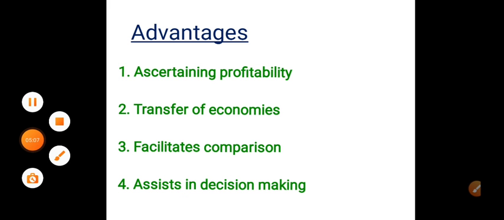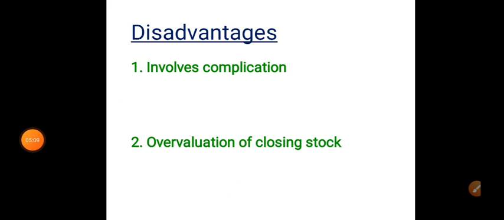Next we'll see the disadvantages of inter-process profits. There are only two disadvantages. First, it involves complications. You come to know at the time of calculations that in the previous problems the calculation was very easy. You were just transferring the output of the last process to the next process, right? But this involves complication at the time of preparing the process accounts.